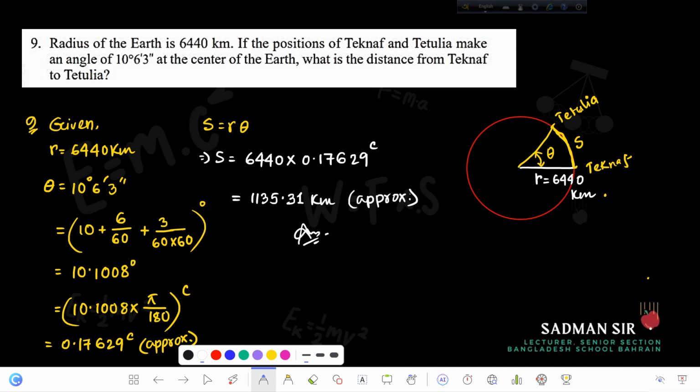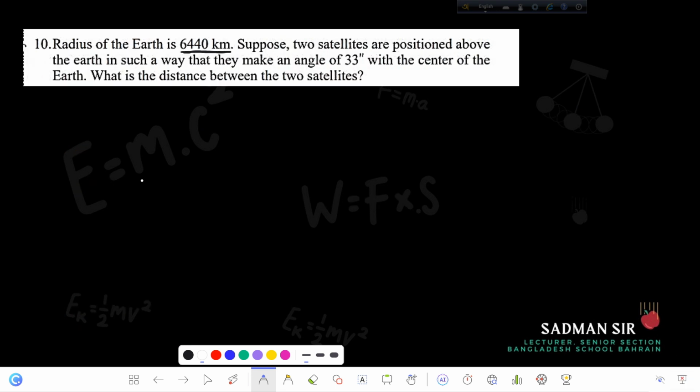Now we will go for question number 10. So now we have question number 10 here. As you can see, the radius of Earth is given again as 6440 kilometers. So R will be 6440 kilometer. And suppose two satellites are positioned above the Earth in such a way that they make an angle of 33 seconds with the center of the Earth.